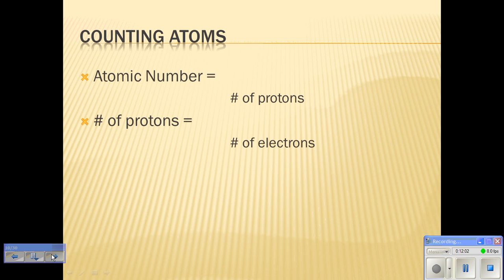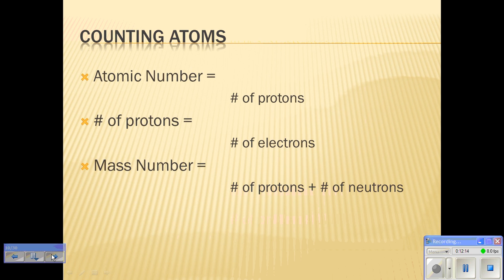To find the mass that's in the nucleus, we call this the mass number, and you're going to simply count the number of protons and neutrons that are in the nucleus. We are going to look at their mass as being one atomic mass unit, 1 AMU.